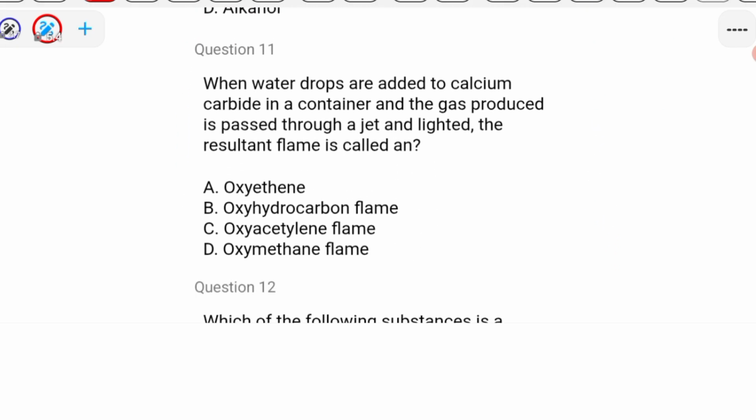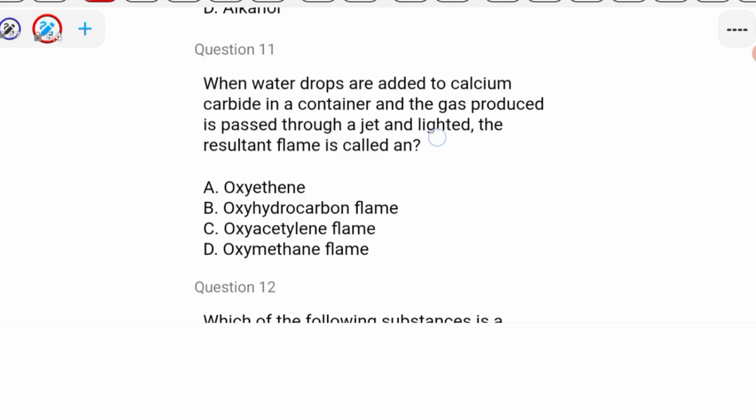Next one. When water drops are added to calcium carbide in a container and the gas produced is passed through a jet and lighted, the resulting flame is called... So first of all, you need to understand what happens when you add water to calcium carbide. When water is added to calcium carbide, it will give out a gas. The name of that gas is ethyne. And it also produces calcium hydroxide.